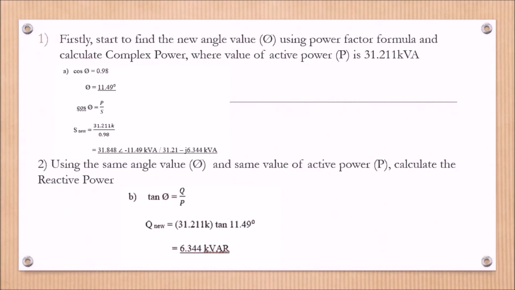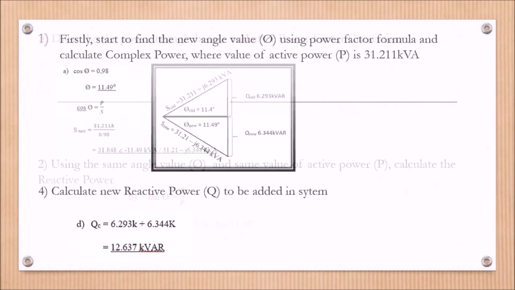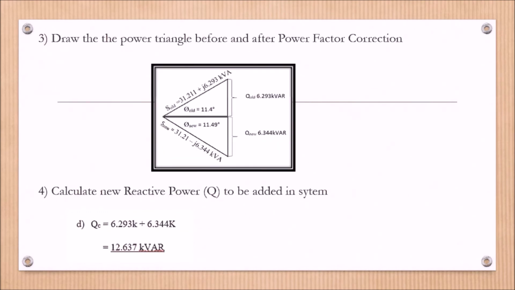Okay, first of all, we start to find the new angle using the power factor formula and calculate the complex power using the same angle and the same value of active power. We calculate the reactive power by using the power factor formula. We draw the power triangle before and the power triangle after power factor correction to calculate the new reactive power, which is Q, to be added in the system.